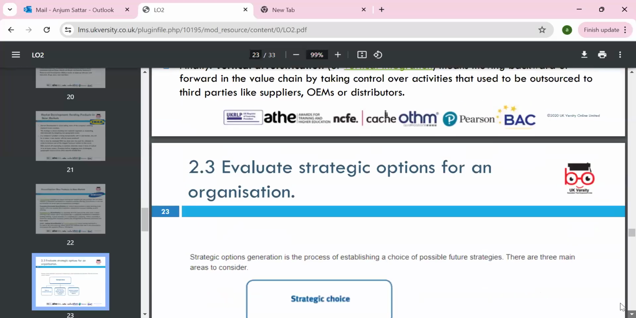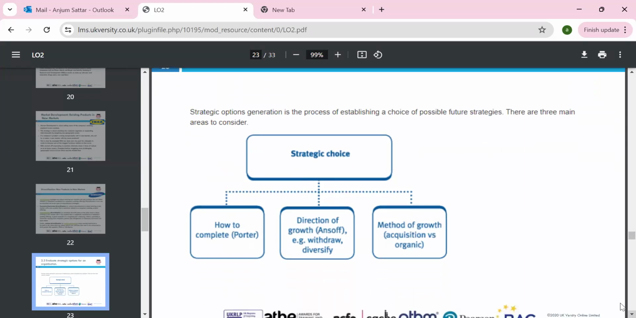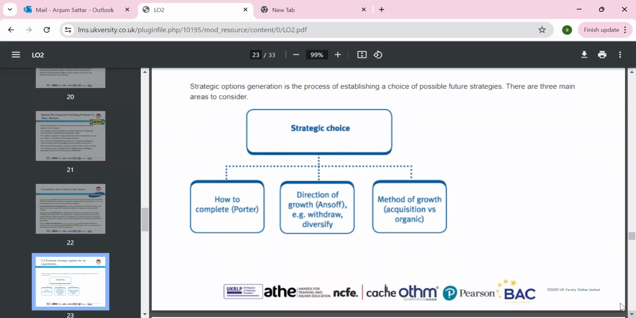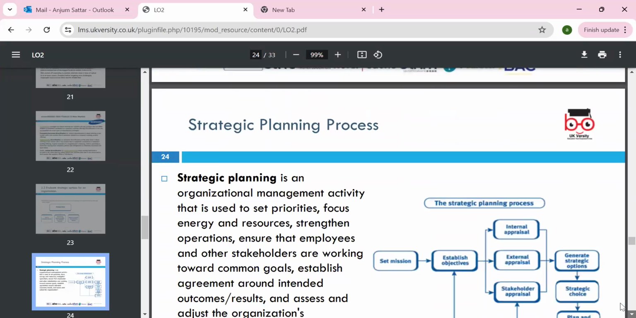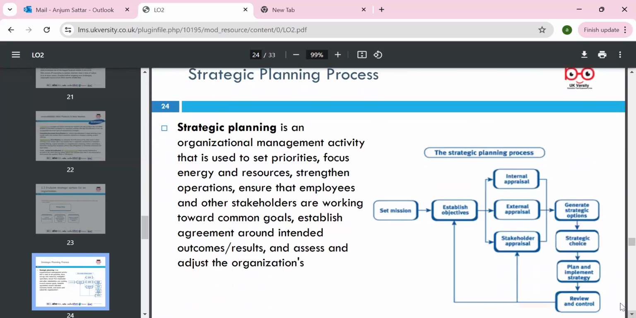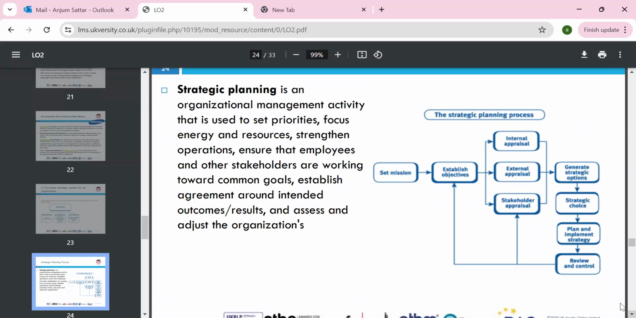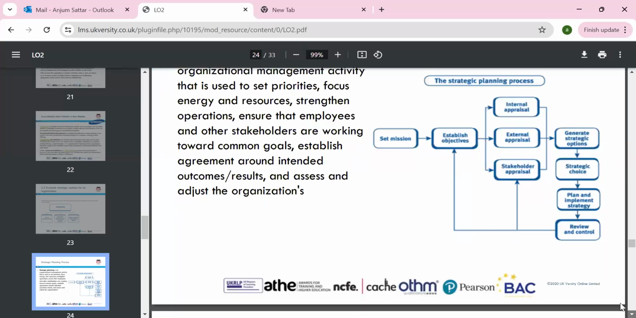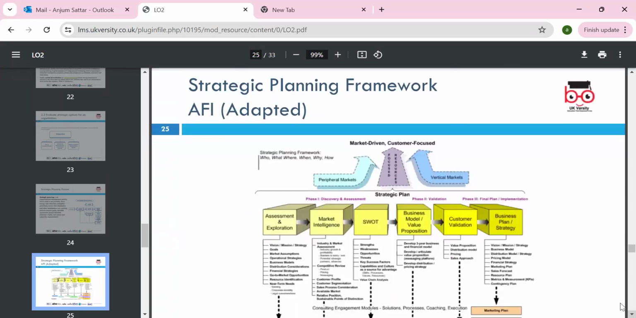2.3, evaluate the strategic options, which is how an organization competes. We can look at Michael Porter, direction of growth. We can look at the Ansoff matrix, methods of growth, which can be acquisition or organic growth. So strategic planning means where you are and where you want to be, long-term planning, setting the mission and objectives, appraisal. We can do investment appraisal, payback period, and then stakeholder appraisal. Then we look at the strategic options and we review. A strategic planning framework is adopted.